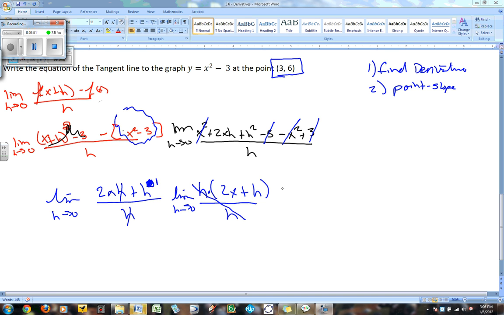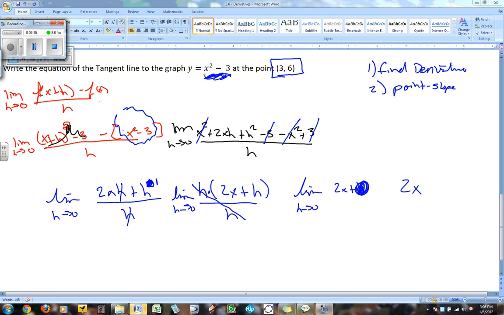All right? So we're left with the limit as h approaches 0 of 2x plus h. And now finally, since we don't have anything in the denominator, if we plug in 0, we're not going to get an undefined function. Finally, we can plug 0 in for h. This is 0. So now our limit is just 2x. So our derivative of this function is just 2x.